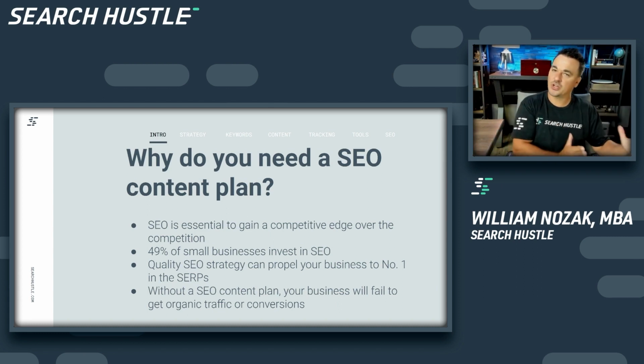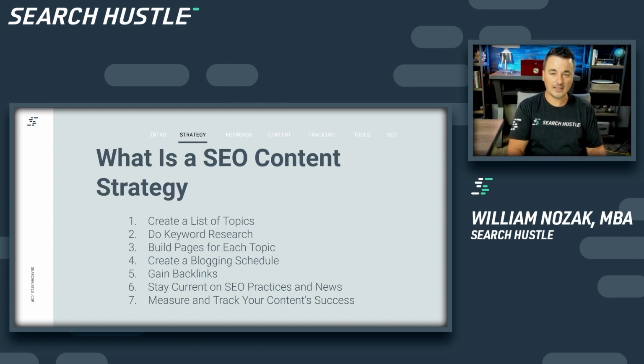Organic is a huge chunk of that marketing strategy online, and a big part of it is content. So one, we're going to create a list of topics, do keyword research, build pages for each topic, create a blogging schedule, gain backlinks, stay current on SEO practices and news, and measure and track your content success.